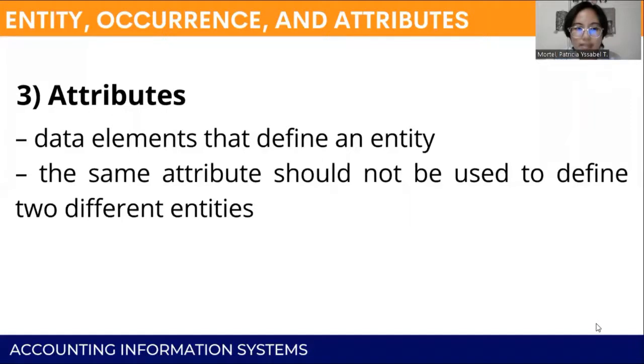Another is attributes. These are data elements that define an entity. Attributes are the logical and relevant characteristics of an entity. They are unique to it. Therefore, the same attribute should not be used to define two different entities. Each occurrence in a particular entity may consist of the same types of attributes. Values of each attribute will vary among occurrences.